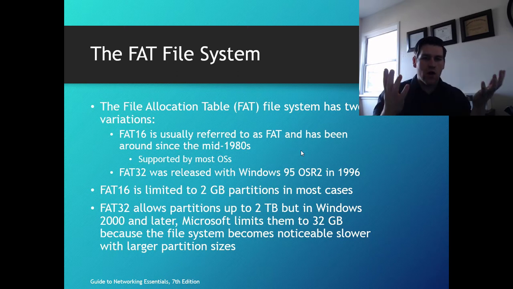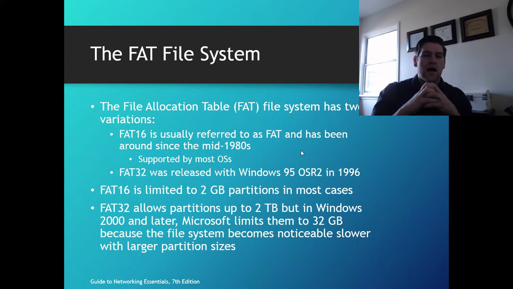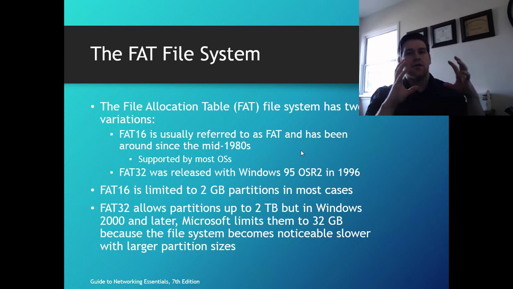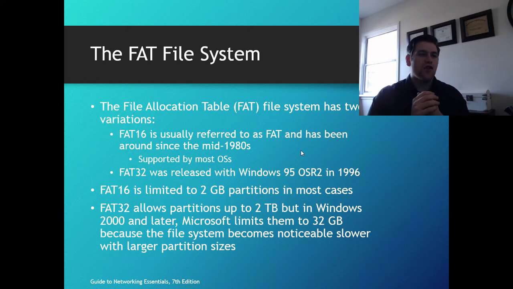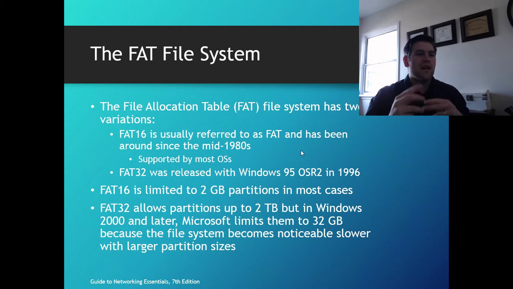size of 2 terabytes, though the big problem with FAT32 is that once you hit anything beyond 32 gigabytes, you discover that the operation of that file system becomes incredibly slow, both writing data and reading data. Windows 2000 and Windows XP, if you decide to use FAT32 in Windows XP, would limit your partition size to 32 gigs so that you don't lose the speed.